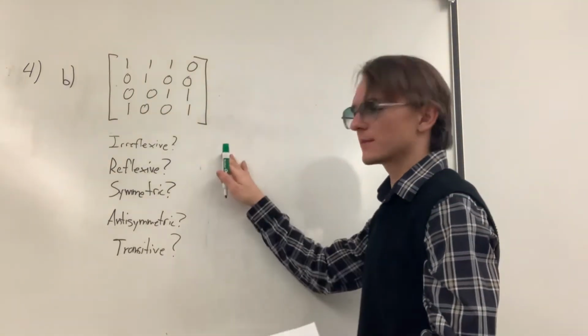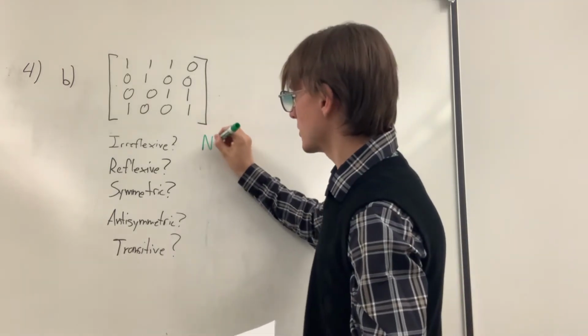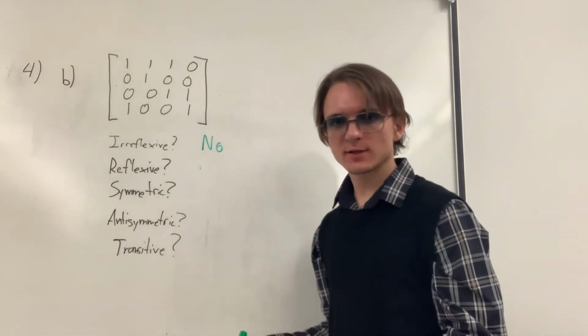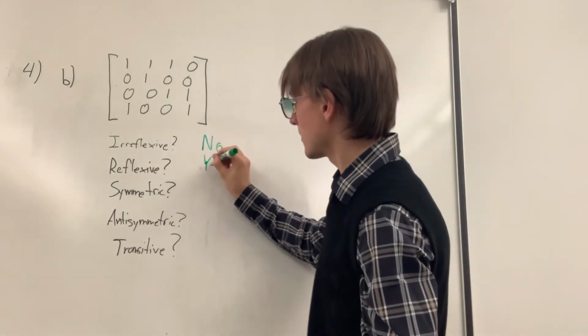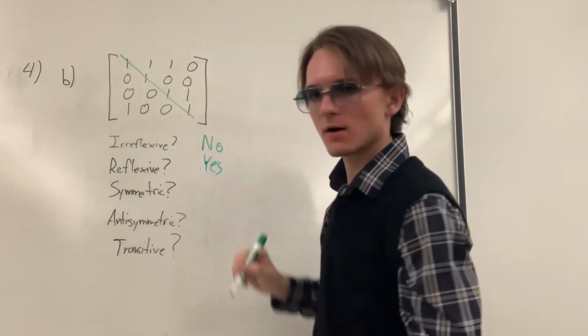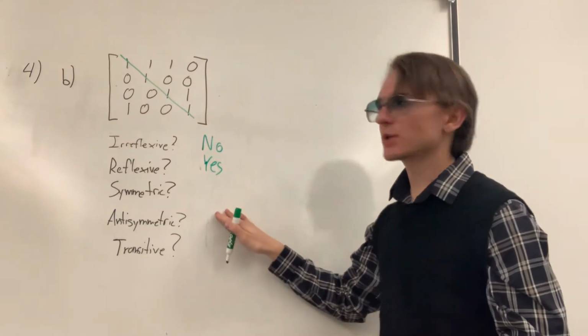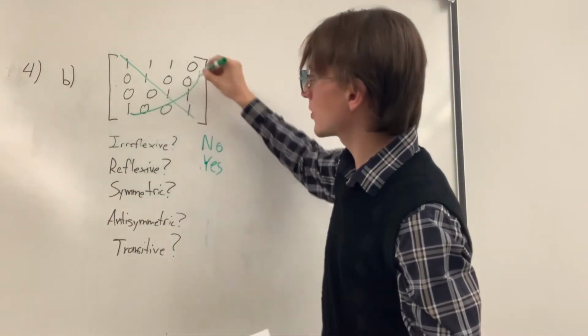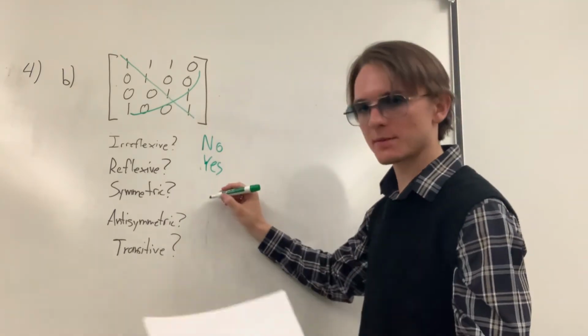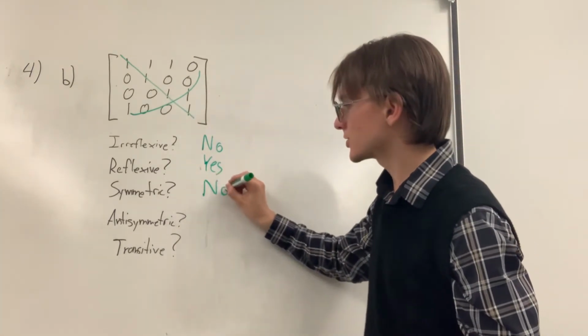For B now, is it irreflexive? No, not a single diagonal is 0. Is it reflexive? Yes, all of the diagonals are 1s. Is it symmetric? Well, no. For example, this 1 corresponds to a 0 above. It's not mirrored on the diagonal, so it's not symmetric.